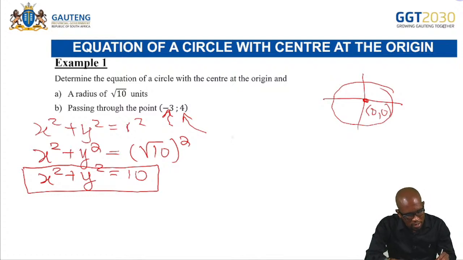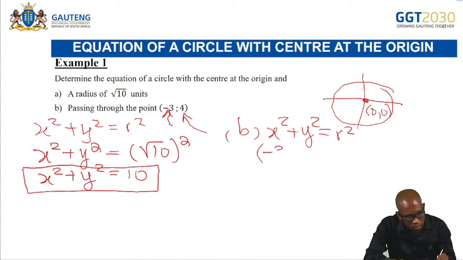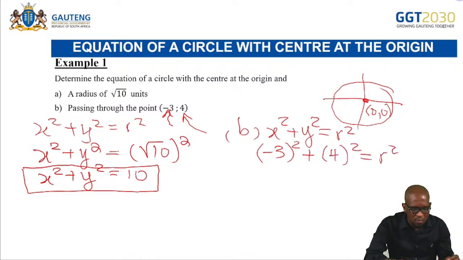Now, for this one, the equation of the circle would be x squared plus y squared equals r squared. And then from there, since we are given x is -3, we're going to put -3 where we see x and square the value, and put 4 where we see y and square the value. That should be given by r squared.